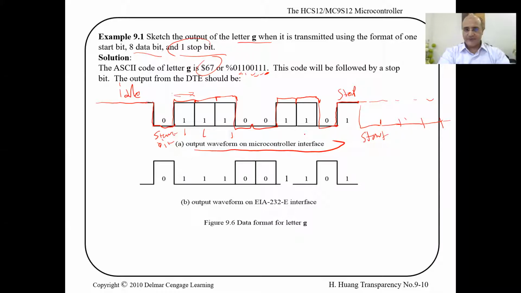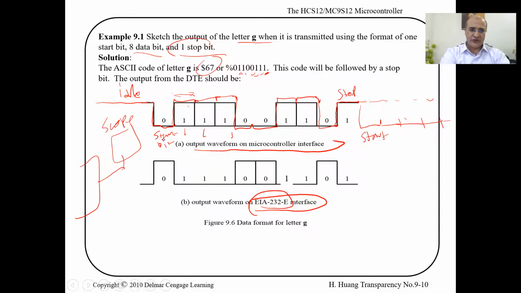However, a zero is low and a one is high. For the EIA 232 interface, we said a zero is a positive voltage and a one is negative, right? So if you bring the actual pin connected to a scope, a digital oscilloscope, you'll see everything inverted. A zero, you see it high. A one, you see it low. Okay, inverted.